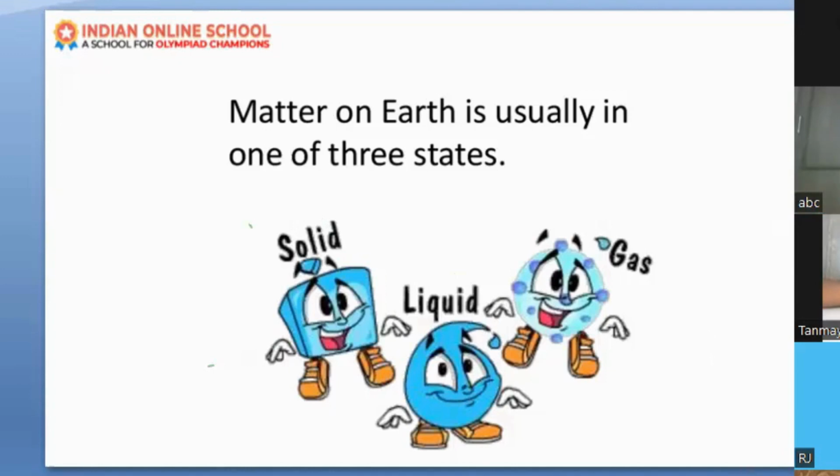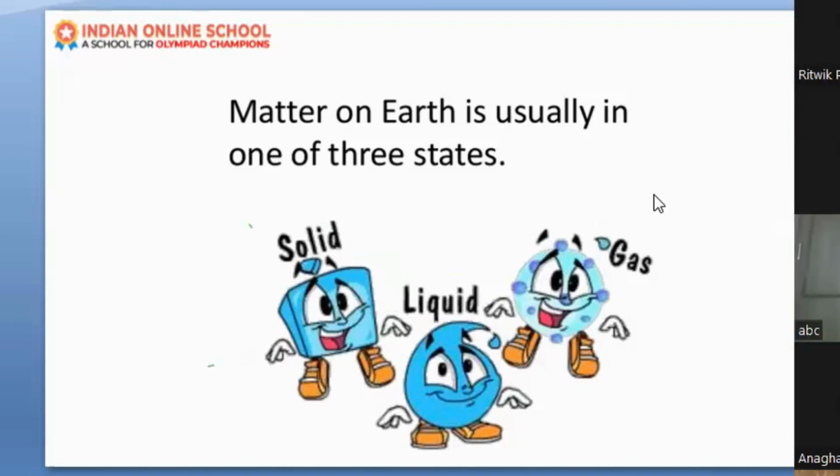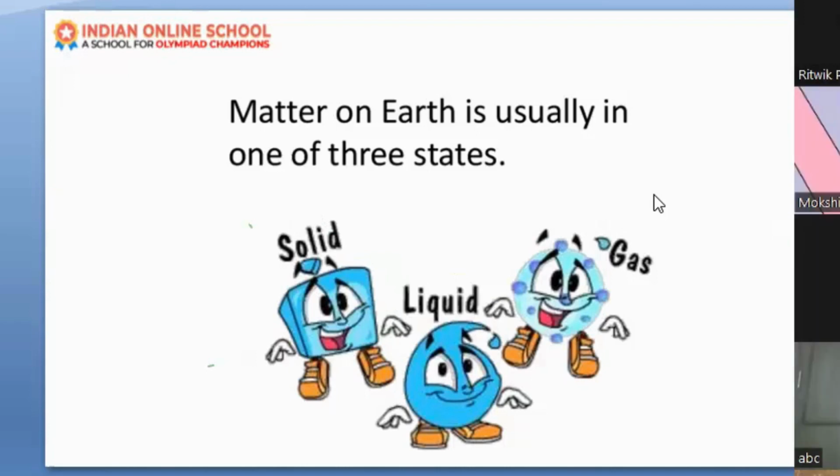So here I hope you understood that the three states of matter are solid, liquid, and gas. And I hope you understood the example also. Now I want two examples from your side. Yes, let's start with Arya. Arya, can you tell me, beta? Yes, ma'am. Which two examples? You can give me the example of solid, liquid, and gas.